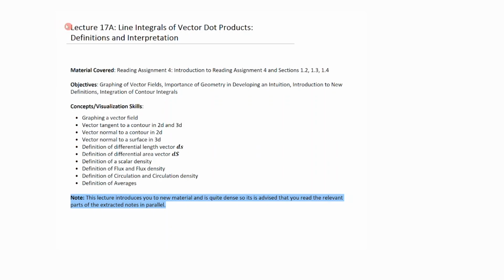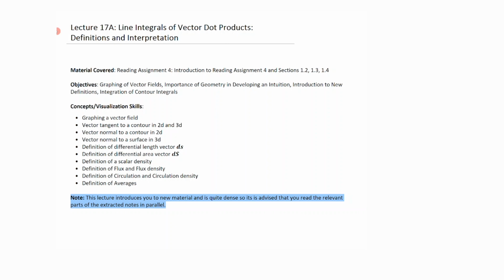Welcome to Lecture 17A, entitled Line Integrals of Vector Dot Products, Definitions and Interpretation. The material for this particular lecture comes from Reading Assignment 4. That's the Introduction to Reading Assignment 4 and sections 1.2, 1.3, and 1.4.